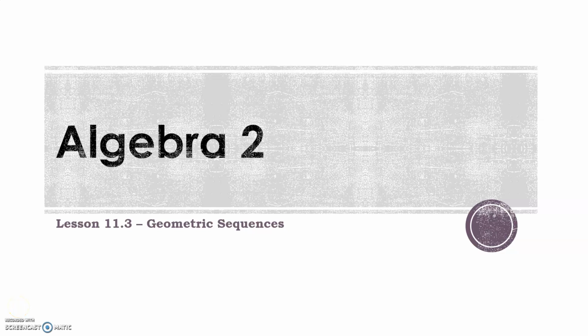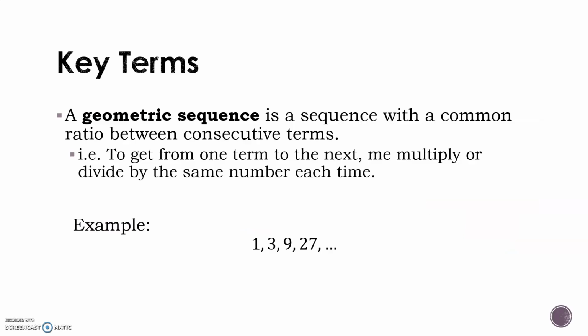Hi guys, today we're going to look at another kind of sequence. We looked at arithmetic sequences before, and now we're looking at geometric sequences. So a geometric sequence is a sequence with a common ratio between consecutive terms. In other words, to get from one term to the next, we multiply or divide by the same number each time.